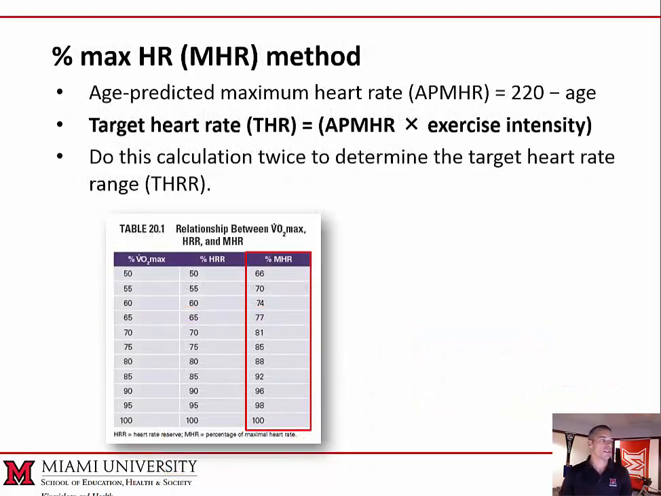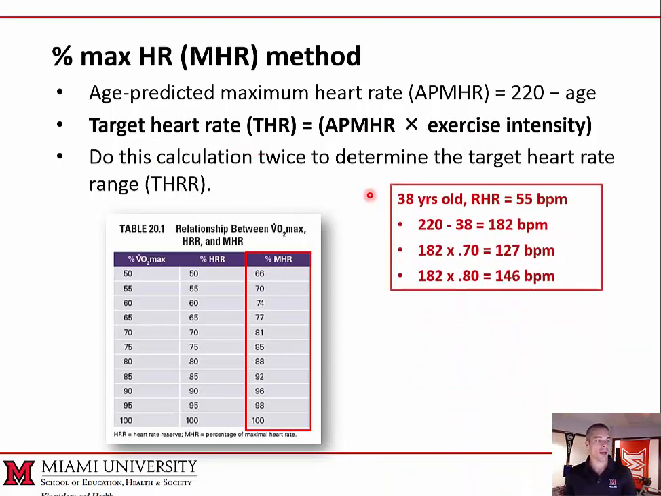Now if we use the percent of max heart rate method, we get slightly different numbers. This one's very similar to heart rate reserve, except we're not taking into account the person's resting heart rate. So again, we're calculating age predicted max, 220 minus the person's age. We're calculating their target heart rate as the age predicted max heart rate times exercise intensity. And we do this calculation twice to determine the target heart rate range.